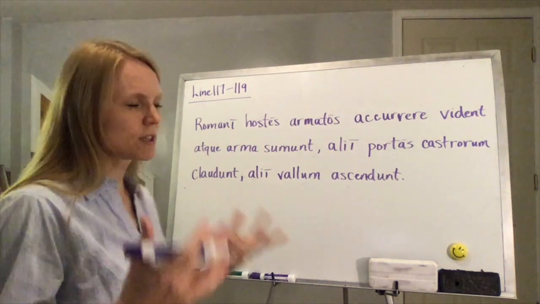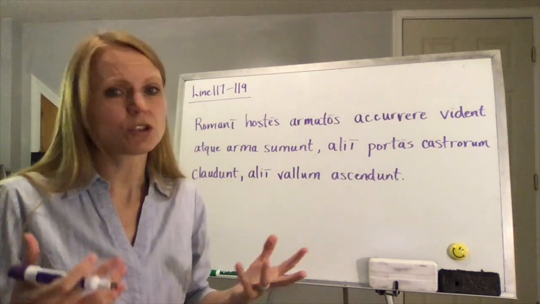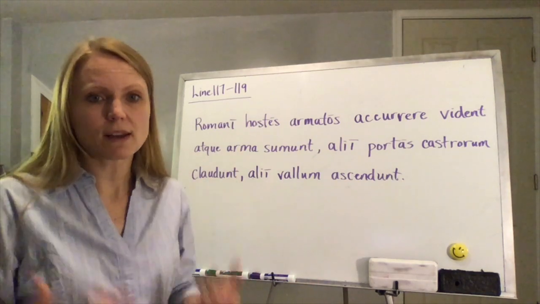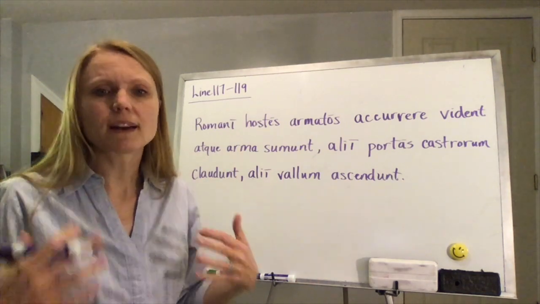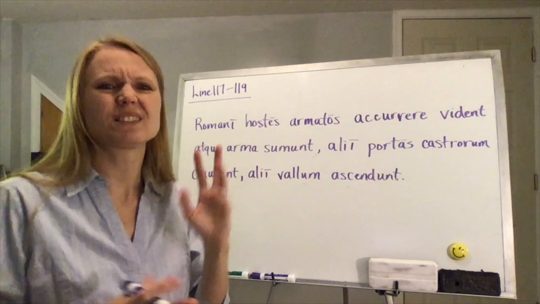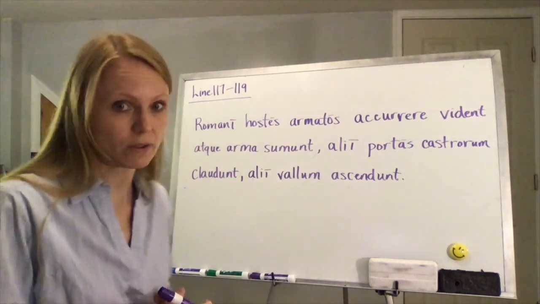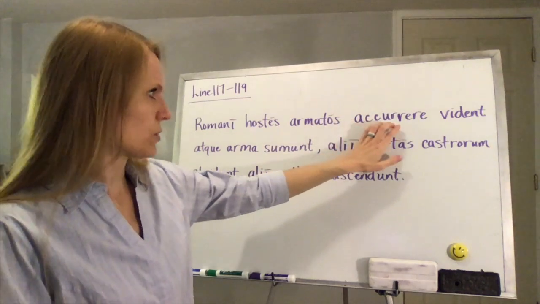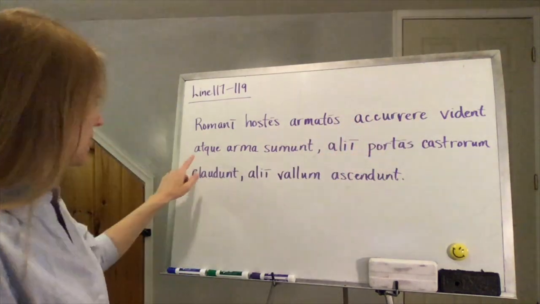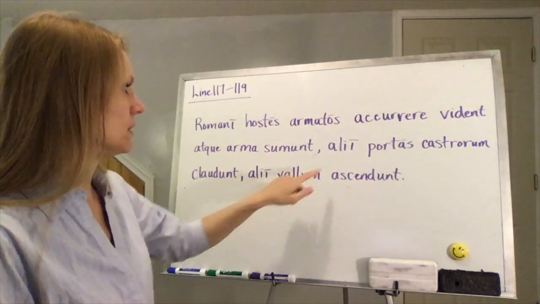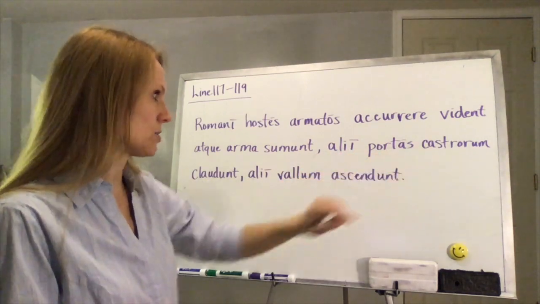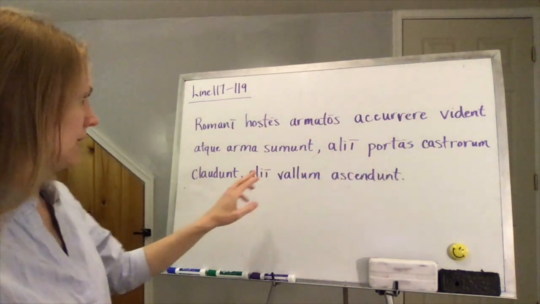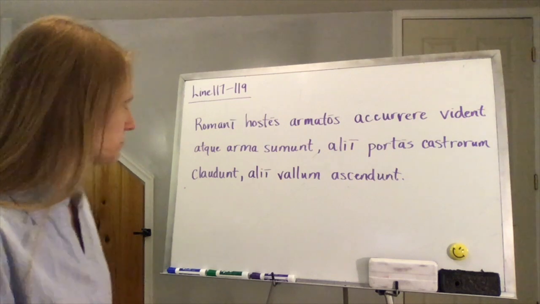So again, the first step we do when we come to a very difficult sentence, we should do this all the time, is we soak in the Latin, right? We read the Latin, try to get a handle on kind of an idea of what's going on, okay? So, Romani hostes armatos a curere vident, atque arma sumant, alii portas castrorum claudant, alii vallum ascendant.